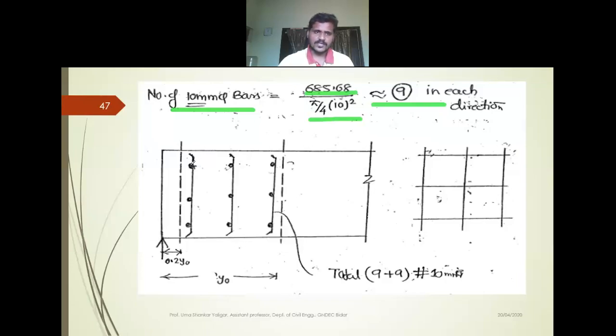Here you can see how many bars there are: 9 bars. These 9 bars are provided to take care of the bursting force. In the front view it looks like this, a longitudinal section, whereas this is the cross section. In the cross section it will look like this, with 9 plus 9 total bars. In this way we have to represent the end zone reinforcement.